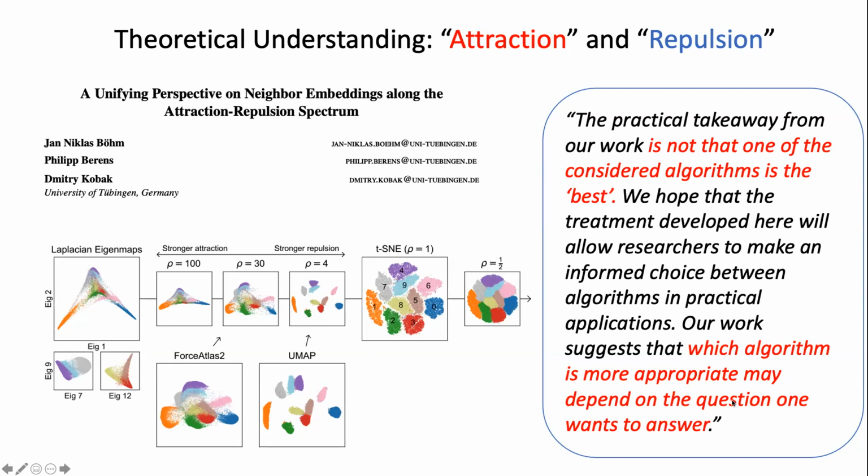So actually, they can explain why, for example, Laplacian eigenmap can provide some good global structure, because I think it's not hard to understand because the attraction in that dimensional direction is very strong.